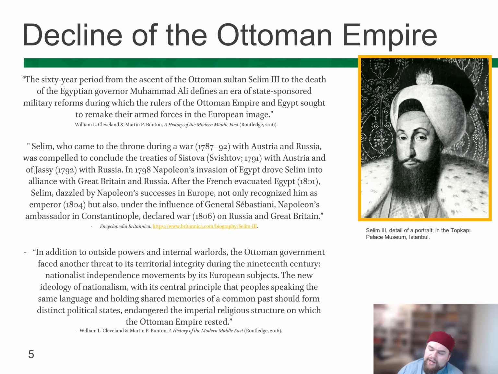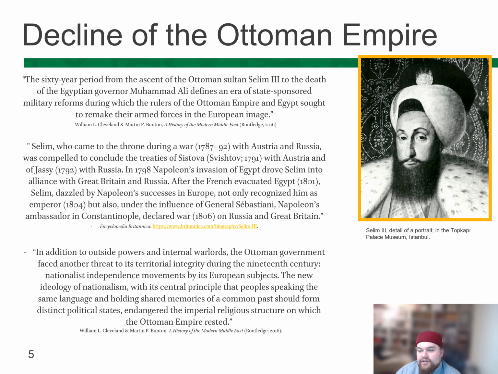And this is Selim III, who I had mentioned just in the previous slide. And he was known for trying to modernize or reform the Ottoman Empire in various ways. But it says here, the 60-year period from the ascent of the Ottoman Sultan Selim III to the death of Egyptian governor Muhammad Ali Pasha defines an era of state-sponsored military reforms, during which the rulers of the Ottoman Empire and Egypt sought to remake their armed forces in the European image. And so this is from Cleveland and Bunton's very famous book, A History of the Modern Middle East. And fun fact, the boxer Muhammad Ali is named after Muhammad Ali Pasha.